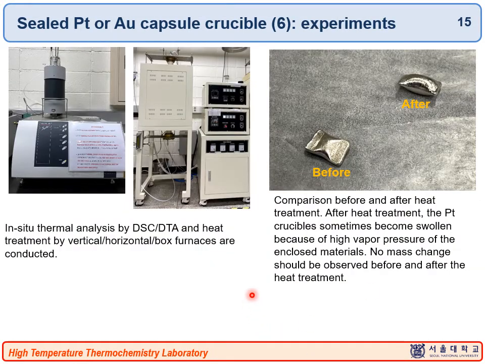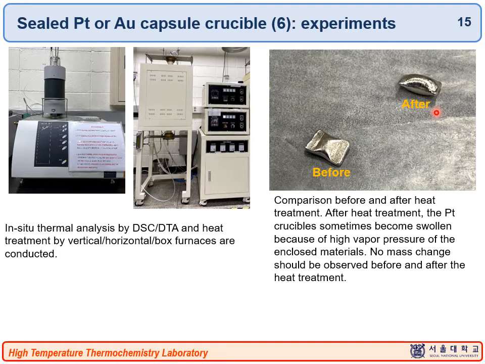If the Pt capsule passed the sonication test, we put the capsule into the DTA, DSC, or high temperature annealing furnace for the phase study. Depending on the experiment, the shape of the platinum capsule could be slightly different. The image shows the sample before and after the experiment, and we do a weight check again after the experiment to know whether there was any leakage during the experiment or not.